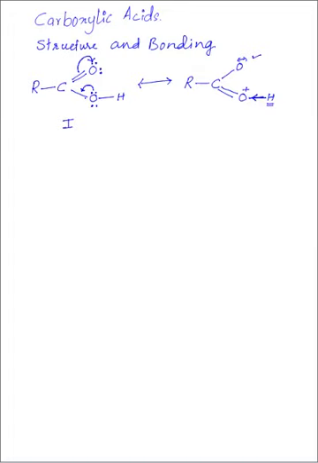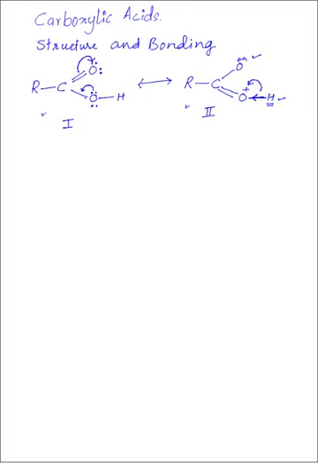It forms carboxylate ion. See, these electrons of the OH bond are transferred to oxygen, so that release of this H plus becomes easy. This is called structure 2. So these two are called Lewis structures for the carboxylic acid group.